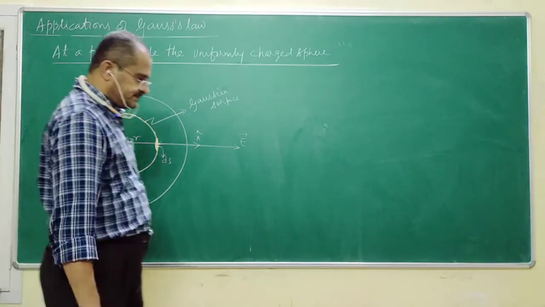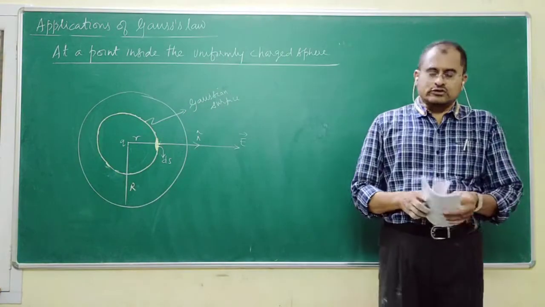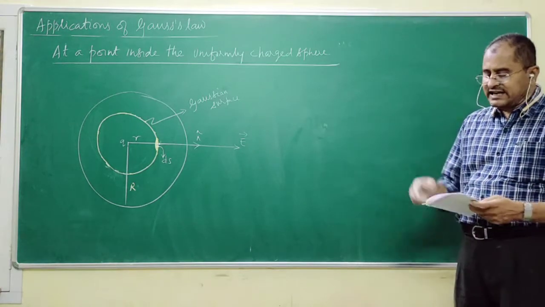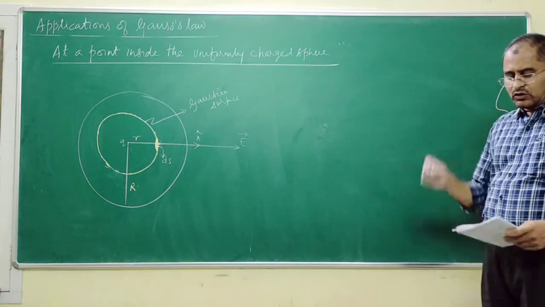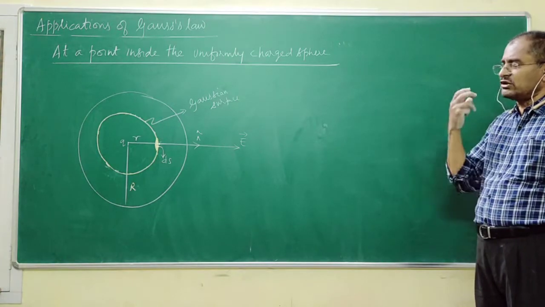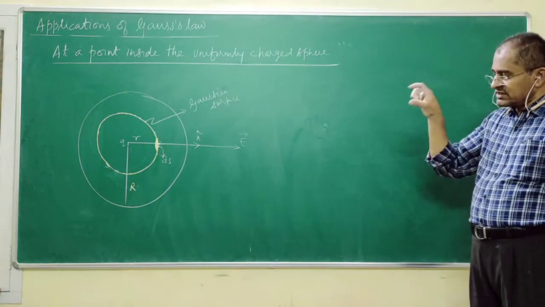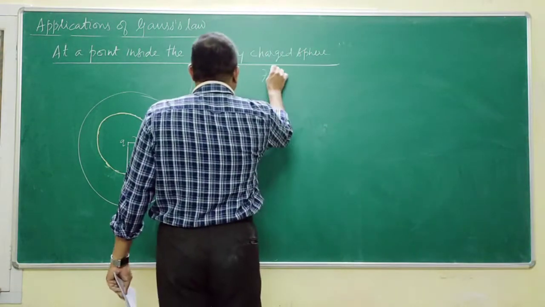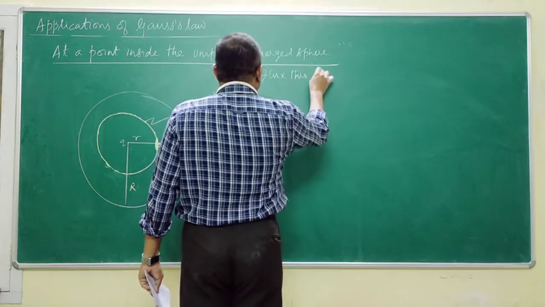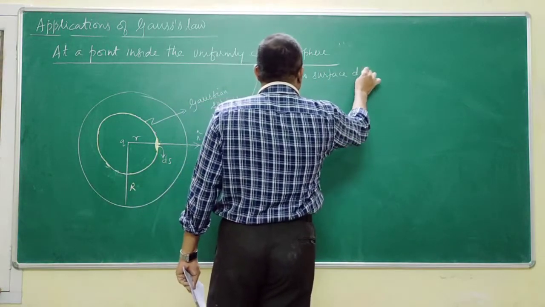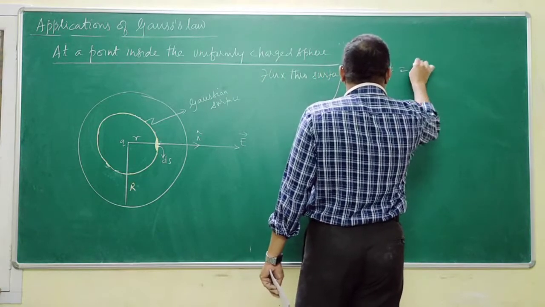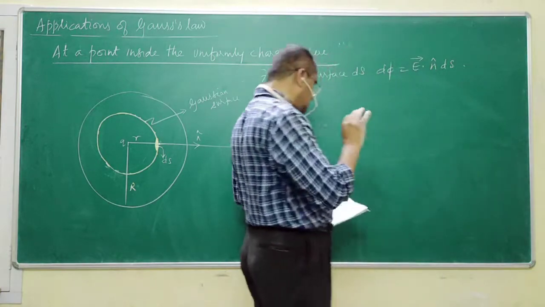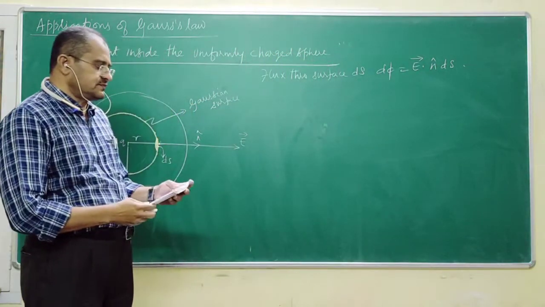Now, in order to determine electric field intensity due to this uniformly charged sphere at a point inside, you have to find out what is the total flux. First step is you have to find out what is the flux through the small surface. Flux through the small surface, we all know, flux through surface ds: d phi equals E vector dot n unit vector ds. No harm in writing that. Is that okay to you?